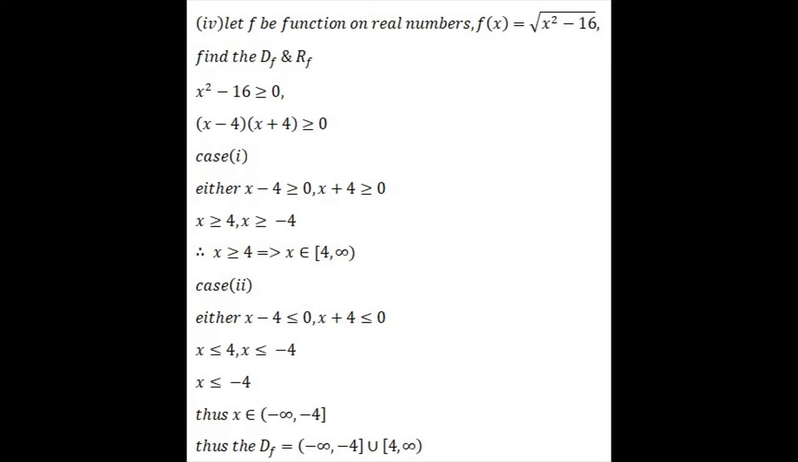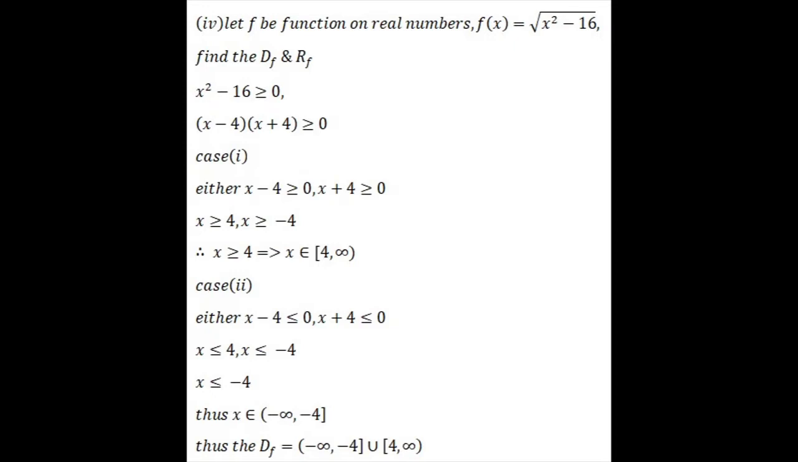I wrote x square minus 16 as x minus 4 into x plus 4 greater than or equal to 0. So case 1, both x minus 4 and x plus 4 greater than or equal to 0. So x is greater than or equal to 4, x is greater than or equal to minus 4. Something which satisfies both of them is nothing but 4 comma infinity, because 4 to infinity only satisfies both the conditions.